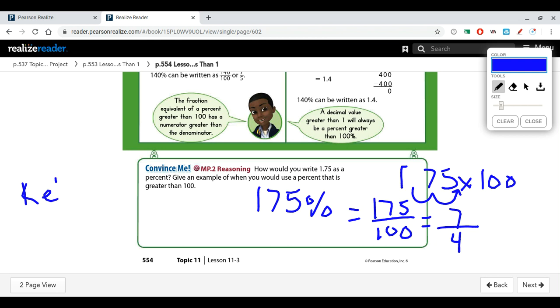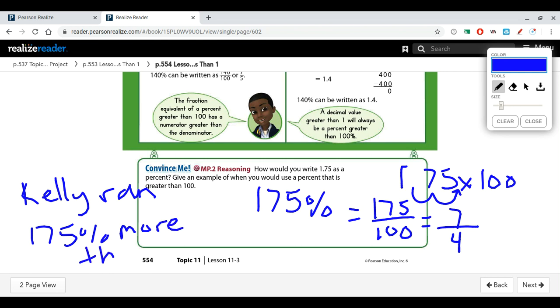Okay. When we would use this would be something like this. Kelly ran 175% more than Jess in track. That would be how I would represent or use that as an example.